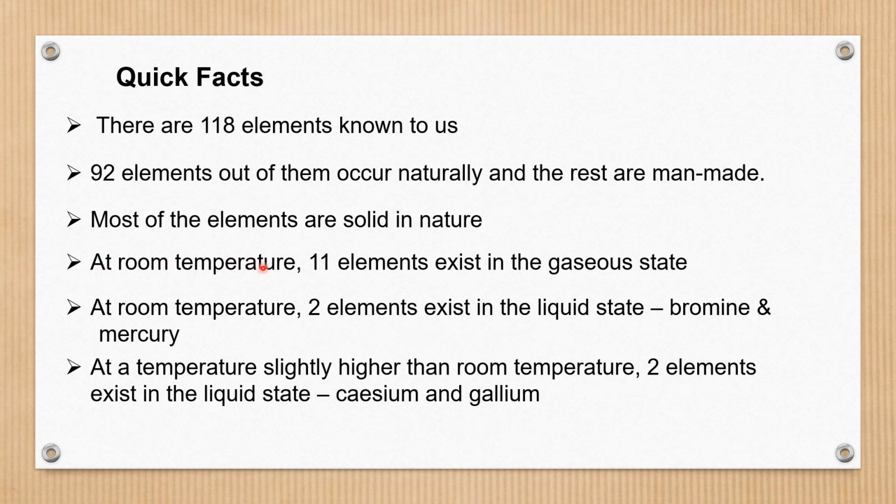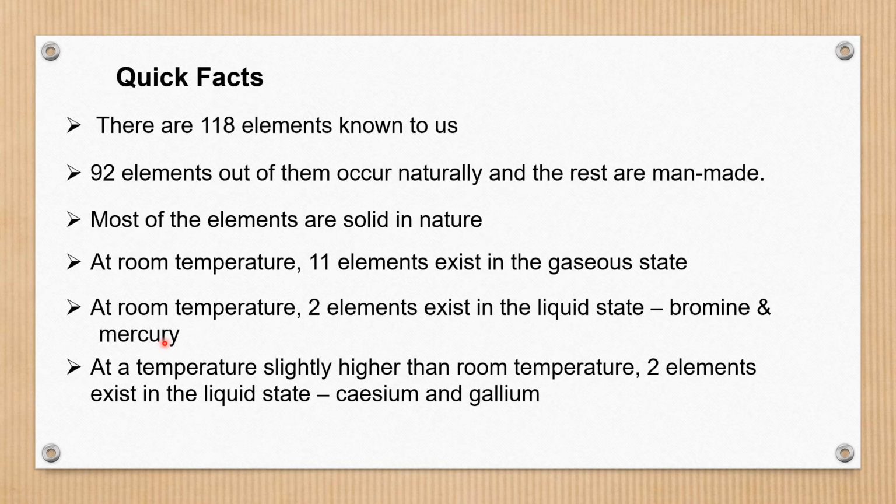At room temperature, 11 elements exist in the gaseous state. Examples: hydrogen, oxygen, nitrogen. These elements are in gaseous form at room temperature. At room temperature, 2 elements exist in the liquid state. They are bromine and mercury.